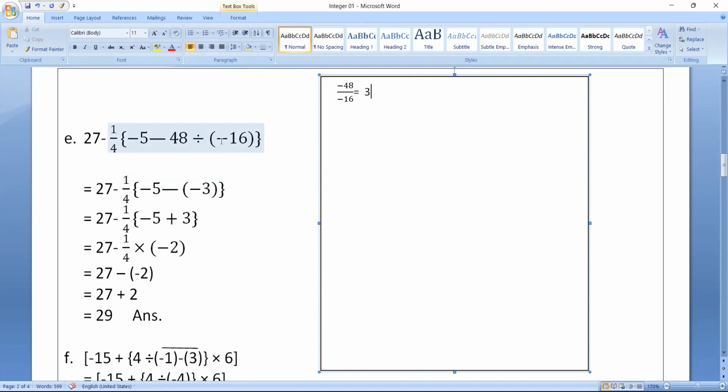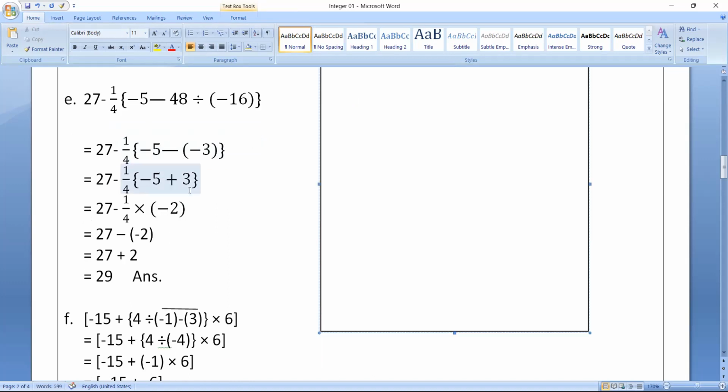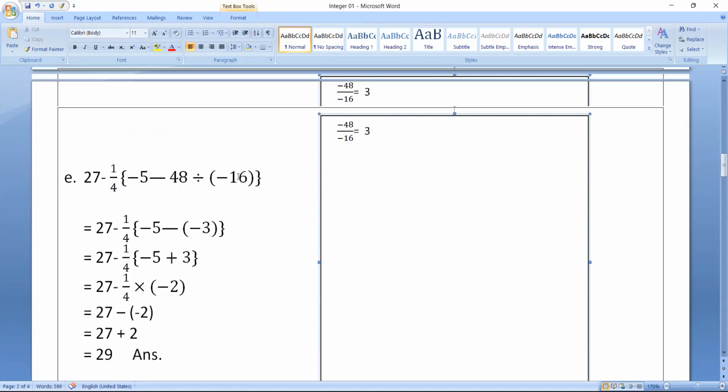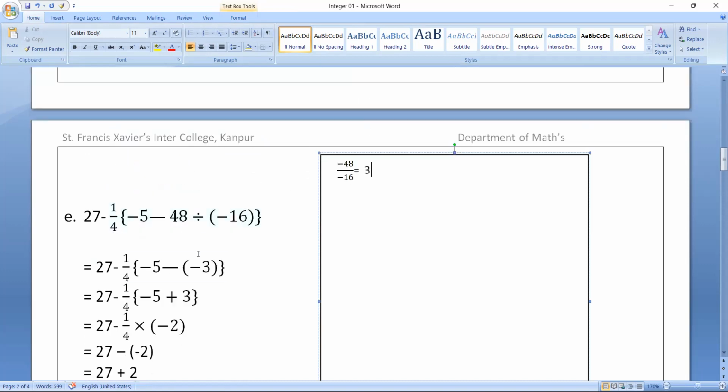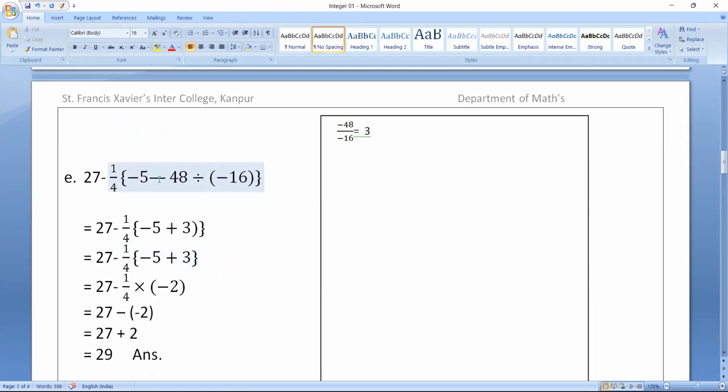Then this 5 minus 3 becomes plus 3, and then the alternate solution will be positive 3. So we can write positive 3 here. No need to worry. Then the operation is minus 5 left plus 3. So minus plus minus, it will become minus 2.